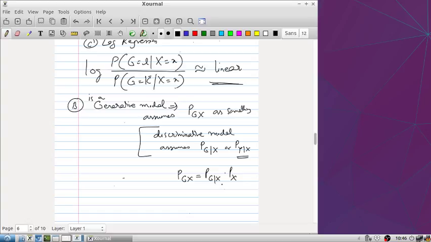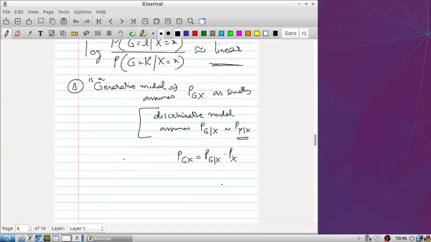So what I'm saying is, a generative model assumes something about both of these because it's assuming something about the joint distribution. A discriminative model only focuses on this guy. It doesn't care what this distribution is and doesn't assume anything about it. It only makes an assumption on this. That's the difference. And let's see what the generative model is.